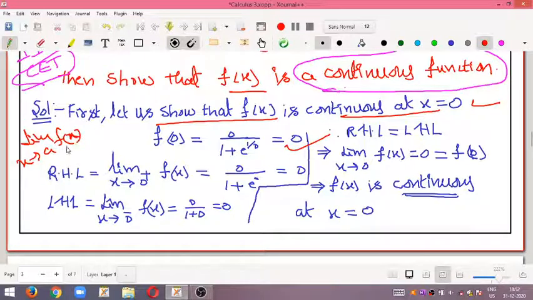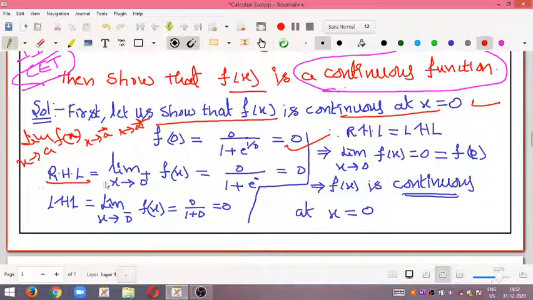That means we want to check x tends to a minus, or LHL. Next, x tends to a plus also we want to check. That means RHL also we want to check it. Limit as x tends to a minus means LHL, limit as x tends to a plus means RHL.